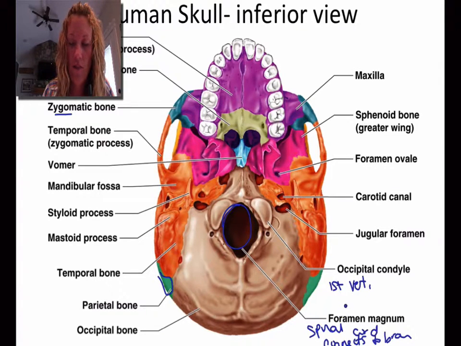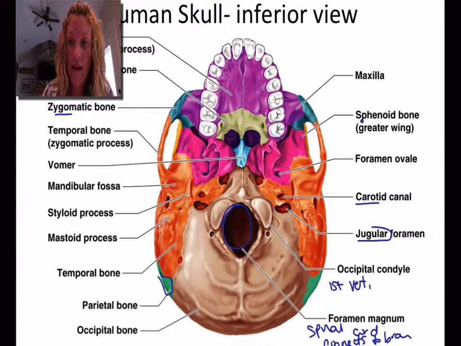So those rest on the first vertebrae. Then you have the jugular foramen. This is going to be the passage for the jugular vein. Then you have the carotid canal, which allows for the carotid artery to pass through.